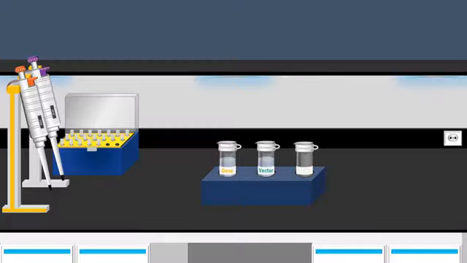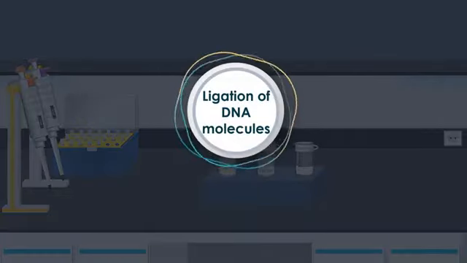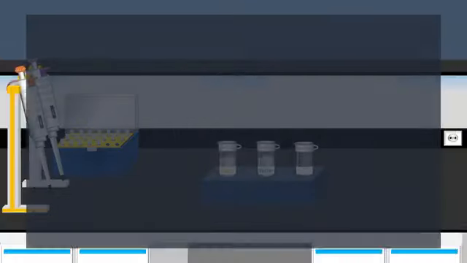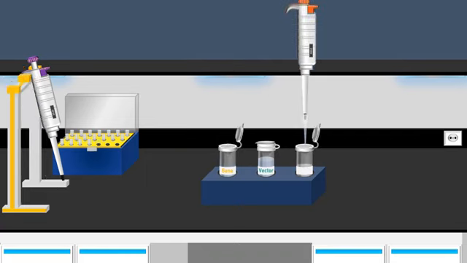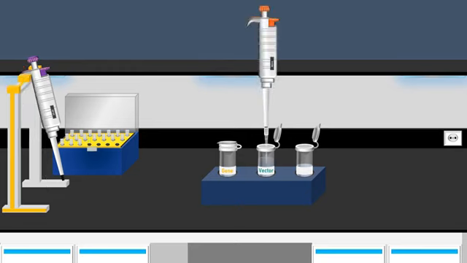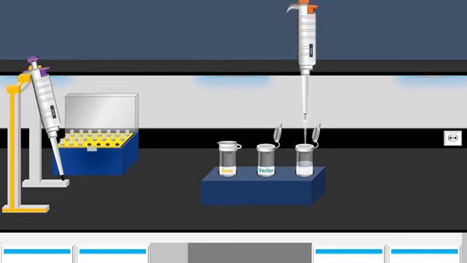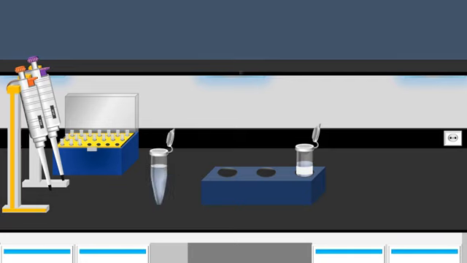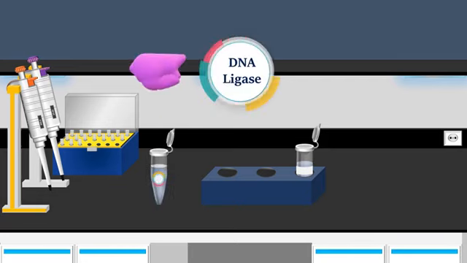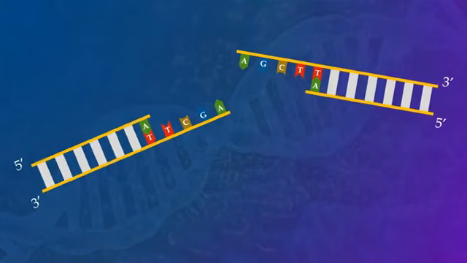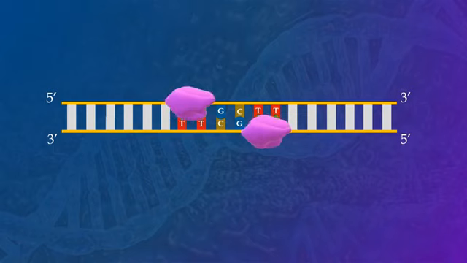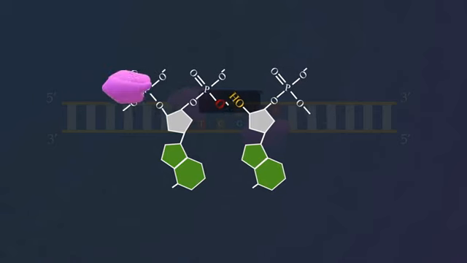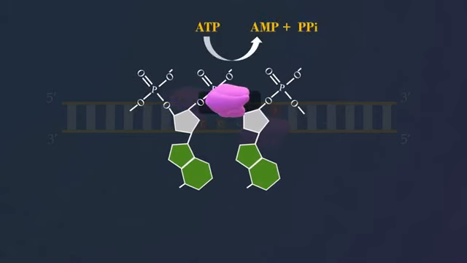After treatment with the restriction enzymes, the next step in the cloning process is the ligation of DNA molecules. For this purpose, the solution containing our treated gene is added into a new tube. Afterward, the plasmid vector solution is added to the gene solution. For the ligation process, DNA ligase enzymes are employed. This enzyme facilitates the joining of DNA strands by catalyzing the formation of a phosphodiester bond. The formation of this bond requires a cofactor, typically ATP, which is hydrolyzed to AMP.